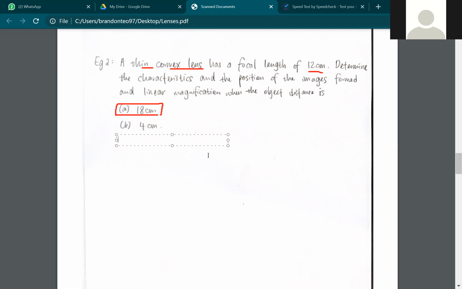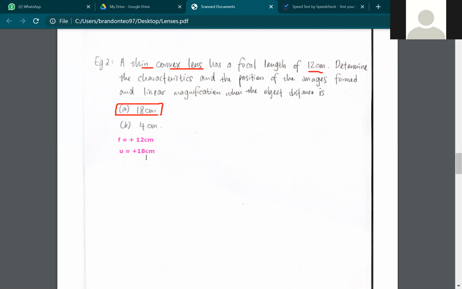Now, first thing, again, I'm going to take focal length f. I'm dealing with a convex lens, right? Convex lens has a positive focal length, so positive 12 cm. Now, what is the object distance? 18 cm. When the object is placed at 18 cm, u is equal to positive 18 cm. Next, we want to find v.